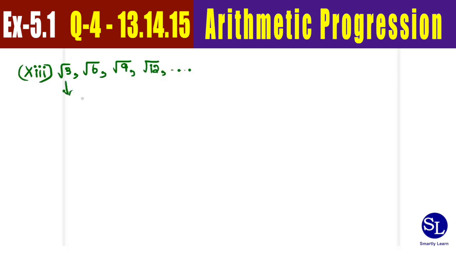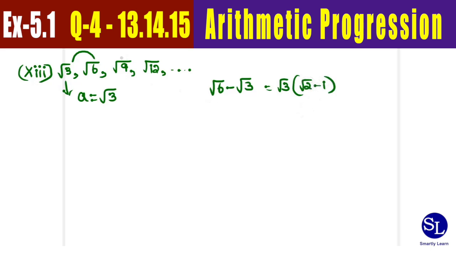I'm going to note root 3 as the first term. So A is equal to root 3. Now to find the common difference, I subtract the first term from the second term. So root 6 minus root 3. I'm going to take root 3 common outside. So this becomes root 3 into root 2 minus 1.